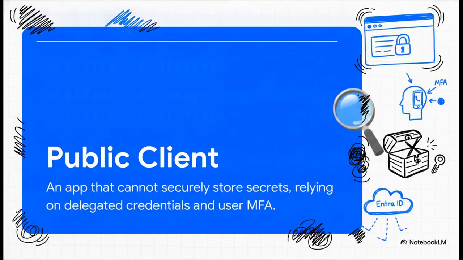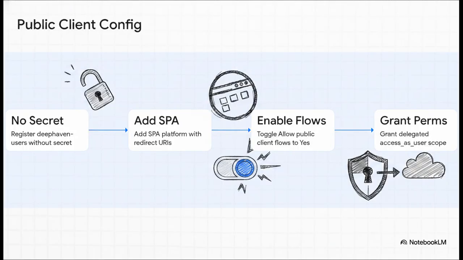We literally never, ever generate a client secret for human-facing web apps because browsers are inherently untrusted environments where secrets are essentially public knowledge. To build out this human-facing setup, you first register the Deephaven user's application, and again, completely without a secret. Then you add a single-page application, or SPA, platform type with your exact redirect URIs. Step 3 is a total deal-breaker. You have to toggle Allow Public Client Flows to Yes. If you miss this step, your device code logins will just fail with some super cryptic errors. Finally, grant delegated permission to that access as user scope we just created on the server registration.